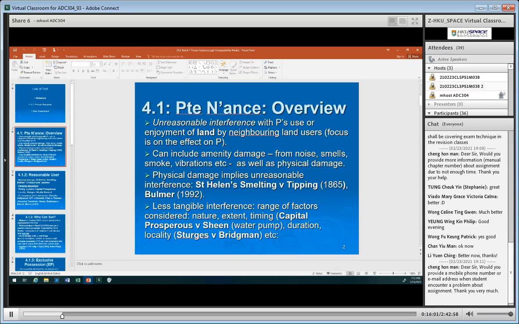So St. Helens Smelting and Tipping and ACL and Bulmer are must-know cases. ACL and Bulmer is on page 97. So hope you've highlighted that in your favourite colour. All right.